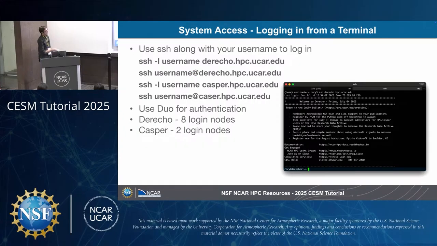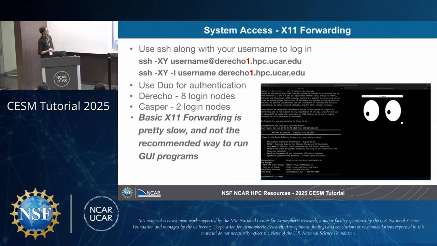There are 8 Derecho login nodes and 2 Casper login nodes. Again, it's not particularly important which one you get placed on. When you're logging in to the generic address, it finds one that it thinks is the least busy and places you there. I'm going to talk a little bit about how to view graphics from the system.